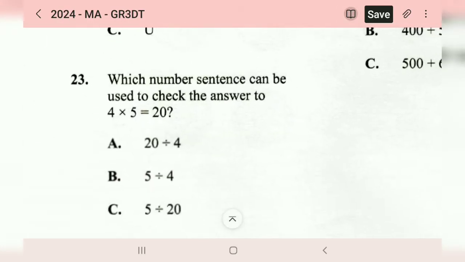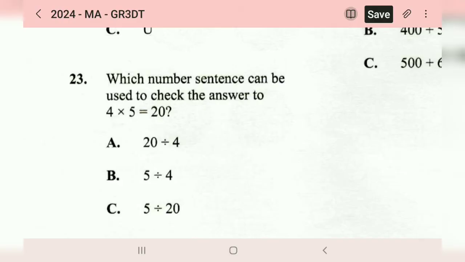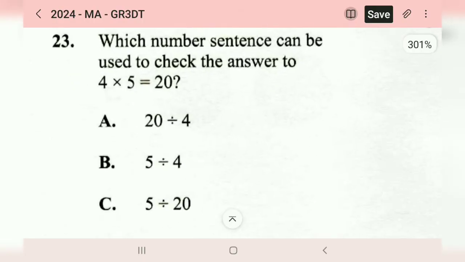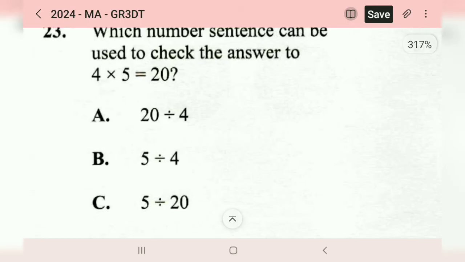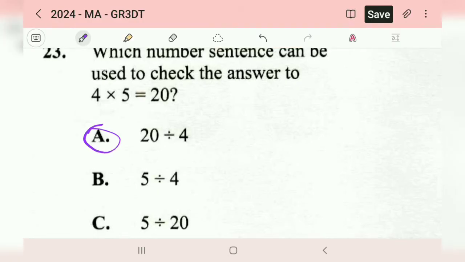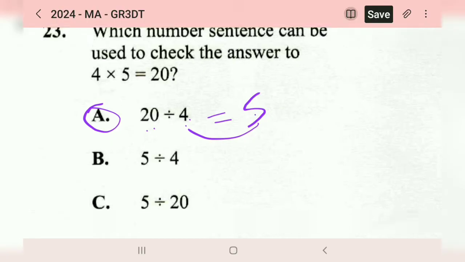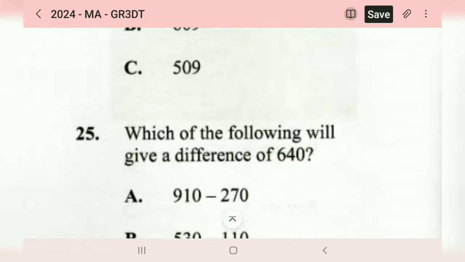All right. 23. Which number sentence can be used to check the answer to 4 times 5 equals 20? What can we use to check for this? 4 5s are 20. Would we say 20 divided by 4? That is at A. B says it's 5 divided by 4. And C says it's 5 divided by 20. The answer is A. Because 4 into 20 will give you 5. 5 fours, 20. Moving on to 24.